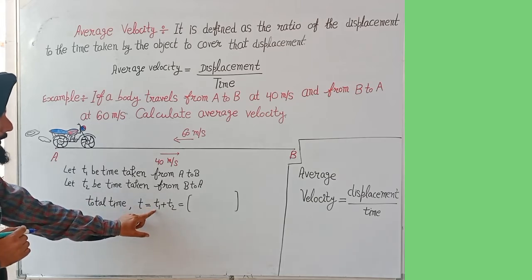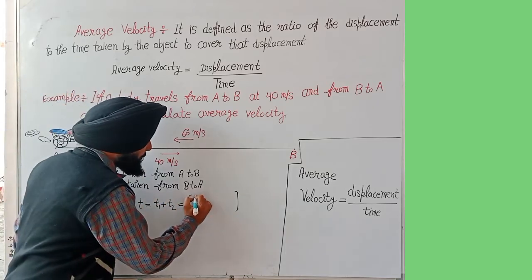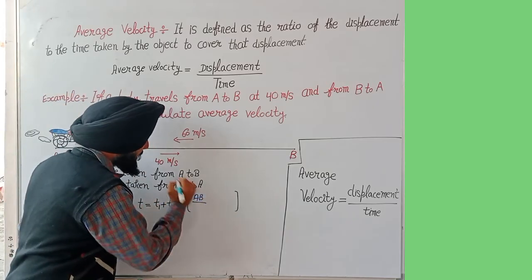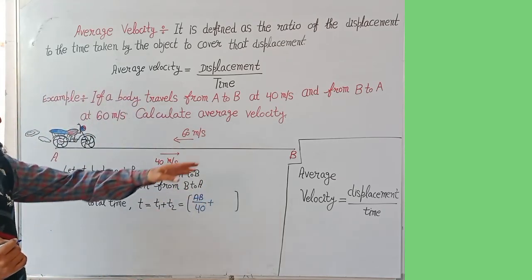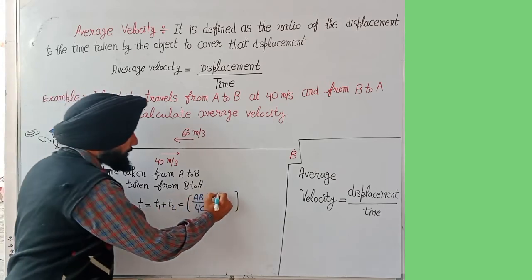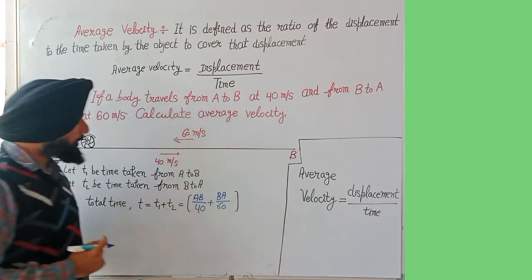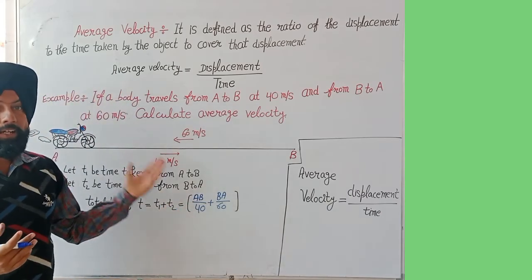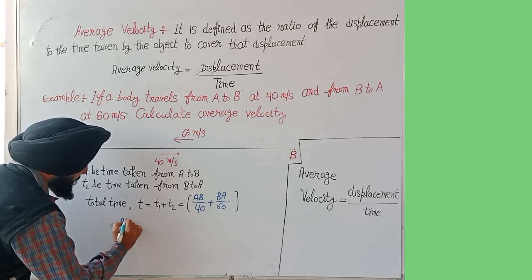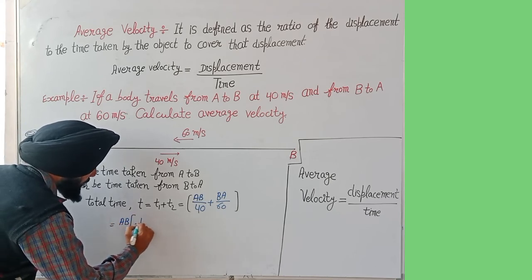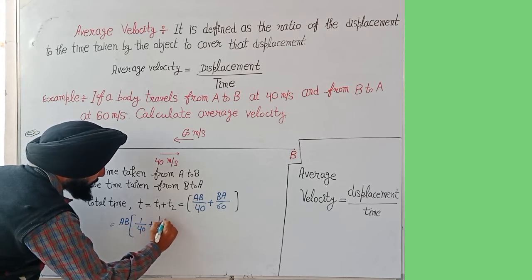Now what is the value of t1 during the journey from A to B? That is distance AB over its velocity, that is 40, plus B to A, that is t2, BA over 60. Now AB and BA have the same values. We can write it as AB, taking the common, 1 over 40 plus 1 over 60.